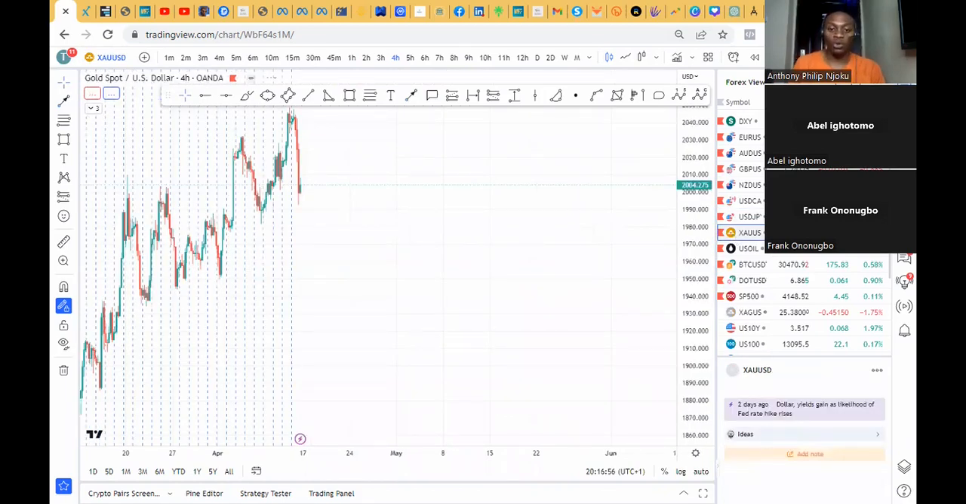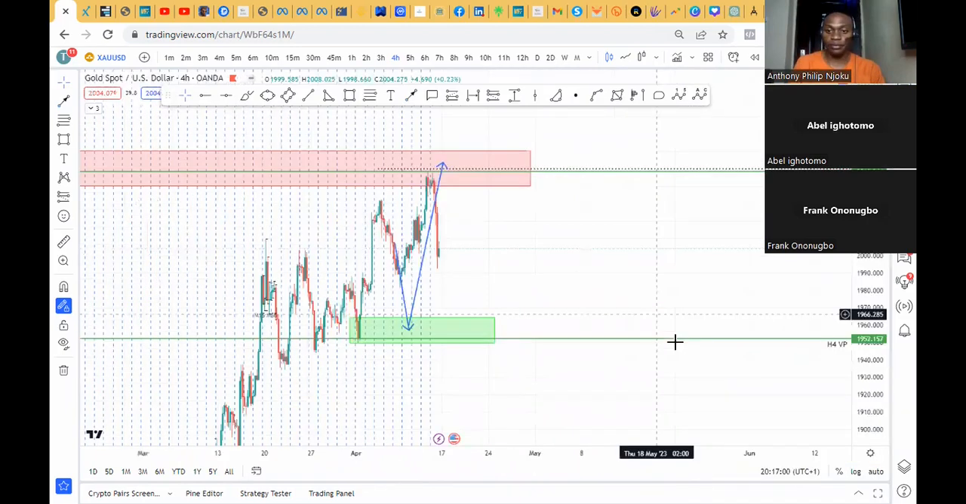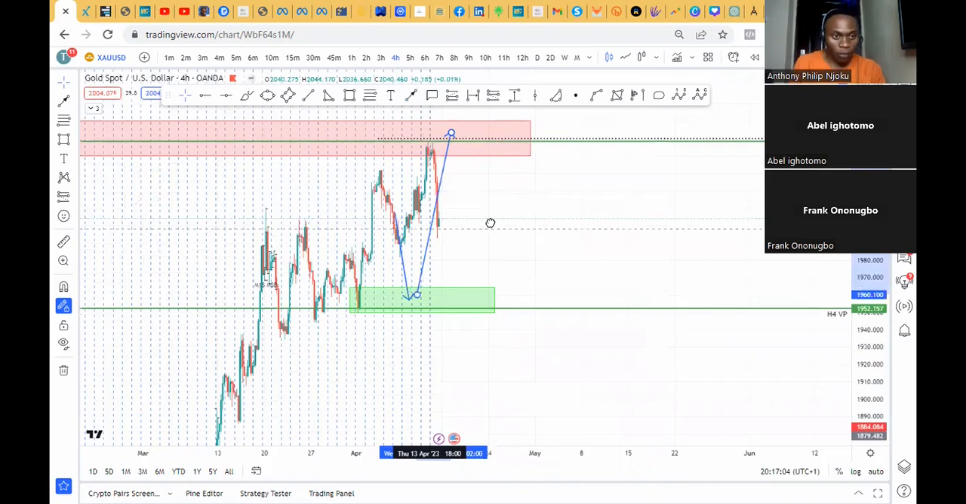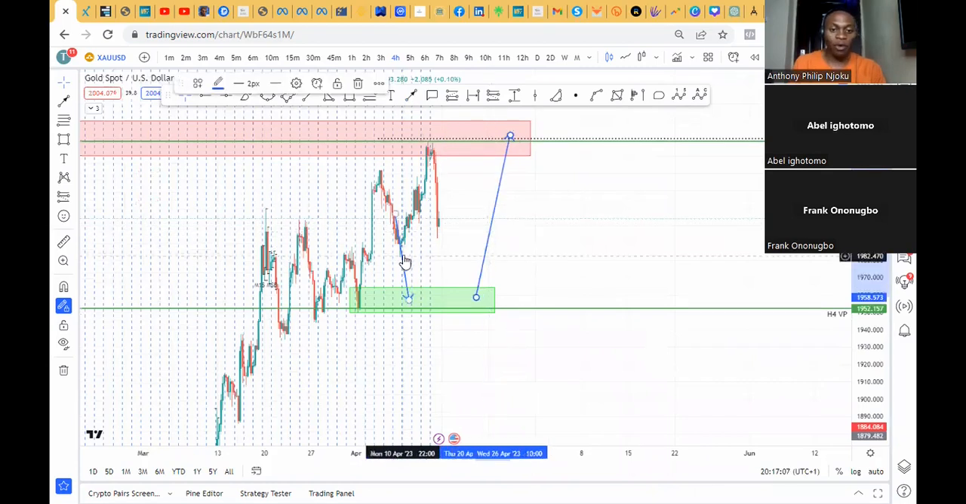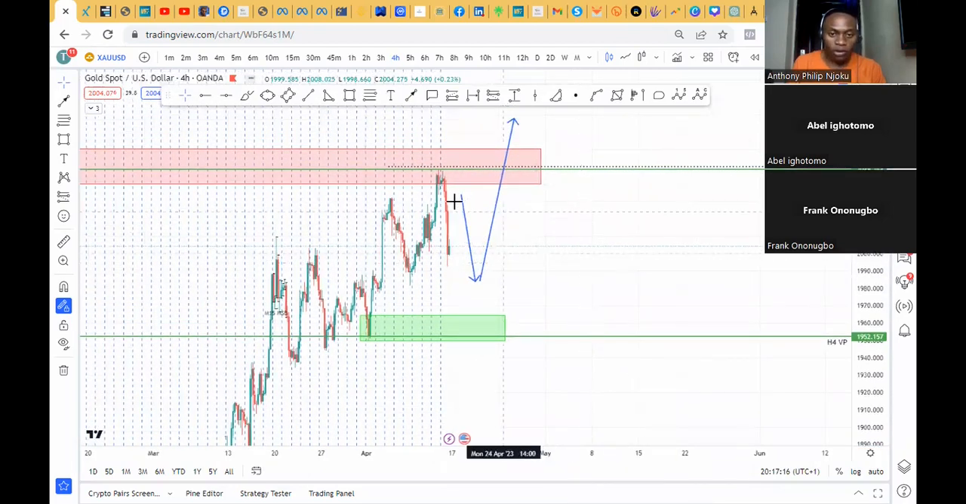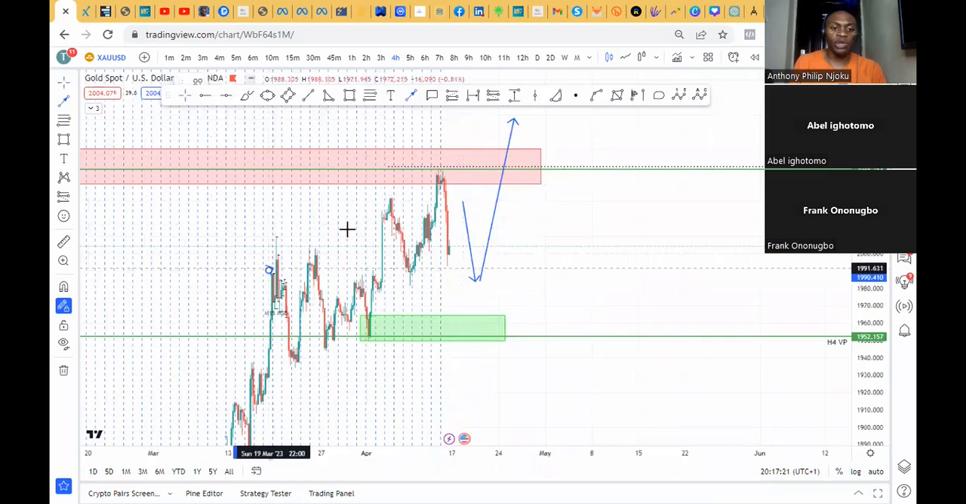So for gold, the structure for gold is quite similar to the other pairs. For gold, we expect it to go up to this point, the 2050, but it has not fulfilled that efficiency yet.